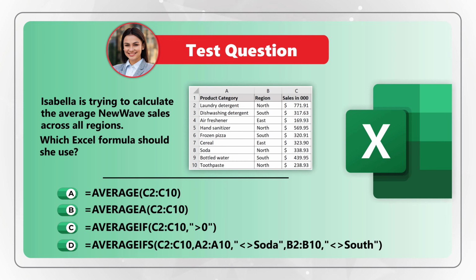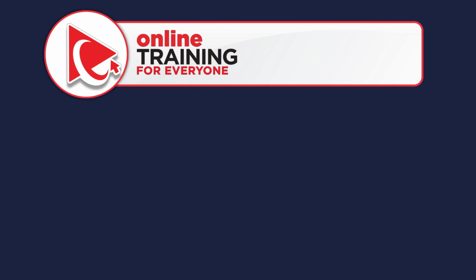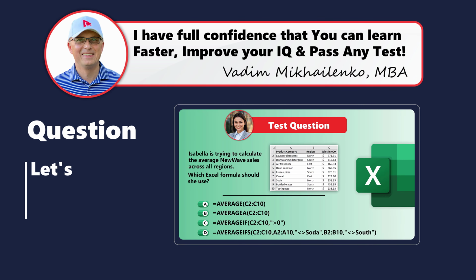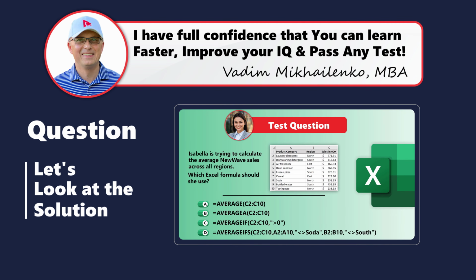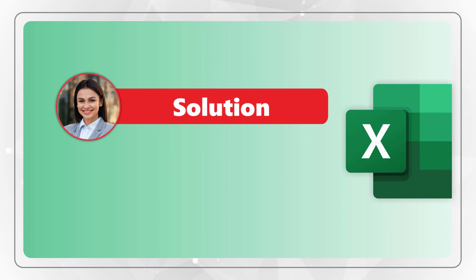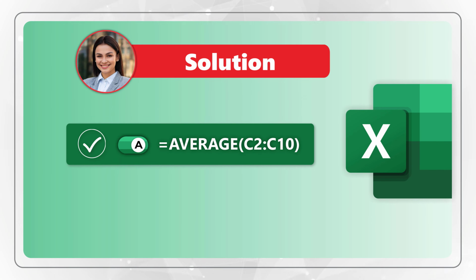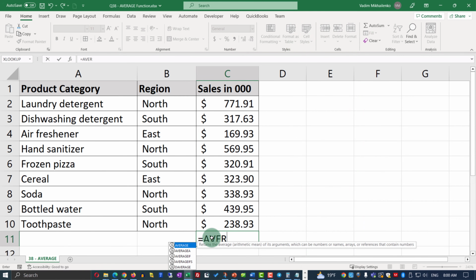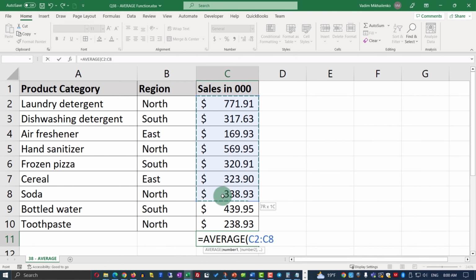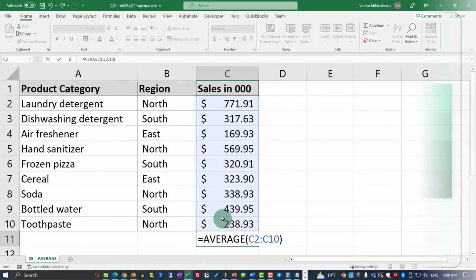And on my end, I'm going to jump to Excel to show you my version of the solution. And obviously, if you have a better way to solve it, please make sure to post in comments. As you might have guessed, the correct answer is choice A. All you need to do is type the AVERAGE formula and then select the data set C2 through C10 to calculate the average sales value for all the regions.